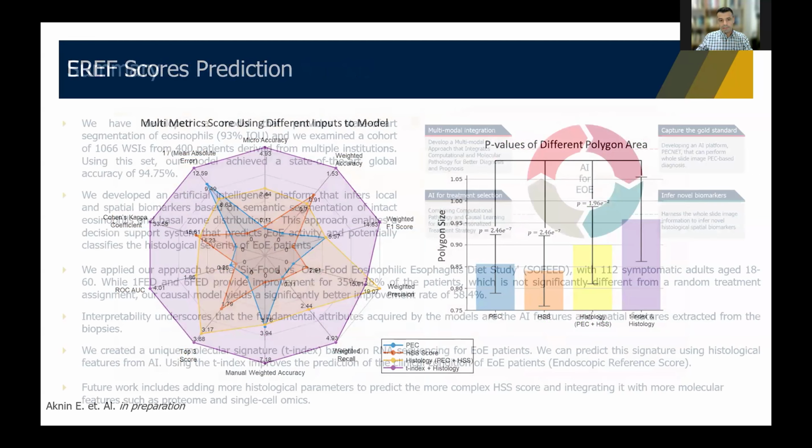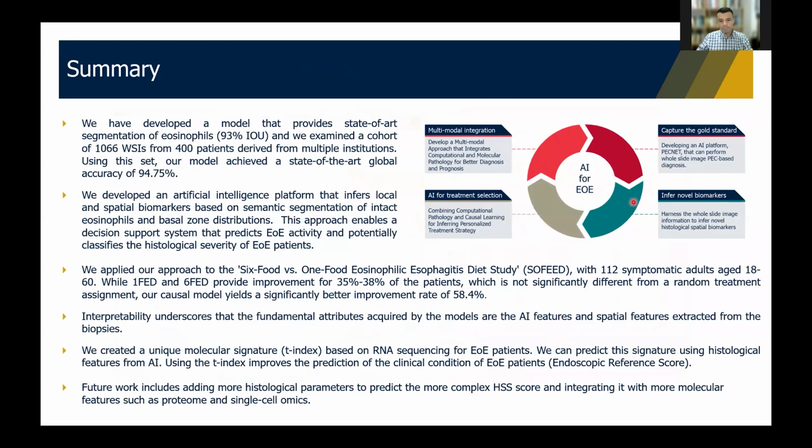So just to summarize what I've shown you. I've shown you that we are now in a very good place with harnessing AI for EoE, and now we are hopefully going to expand it to EoG in the next year or two. We are able to capture the gold standard, so now we can automate the process of counting eosinophils. We can use this rich information to infer novel biomarkers, and we can use these biomarkers to improve treatment selection.